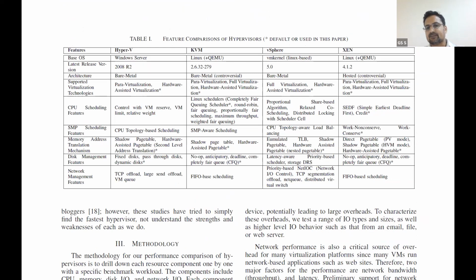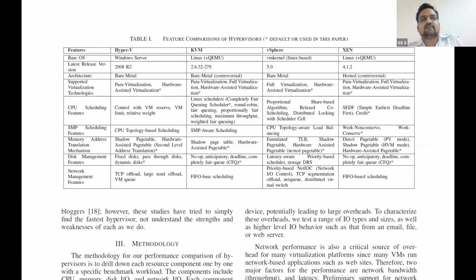This table shows a comparison between these 4 hypervisors: when they were released, what kind of architecture they have, what kind of virtualization they support, right? So Hyper-V and KVM and vSphere all are bare metal. On the other hand, Xen is hosted. And they also write controversial in the brackets because Xen also talks about bare metal. Xen server is bare metal, right? Para virtualization, Hyper-V is para and hardware assisted. What is hardware assisted? Hardware itself supports virtualization, right?